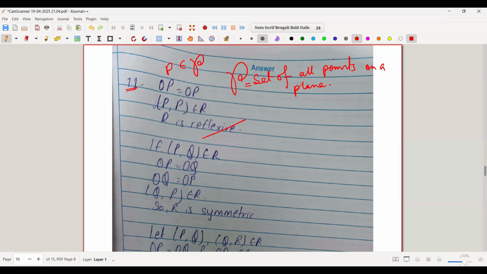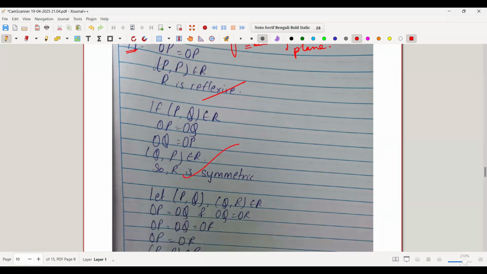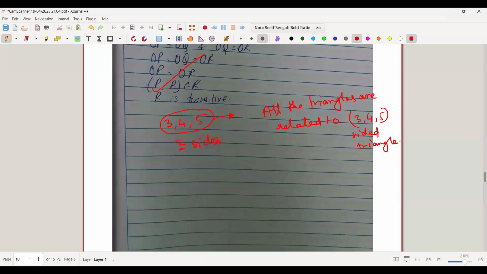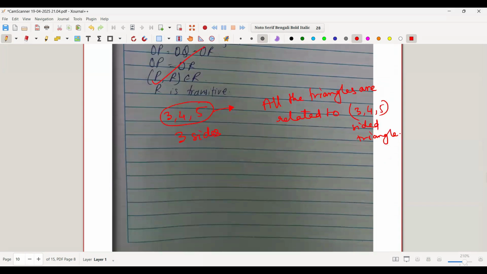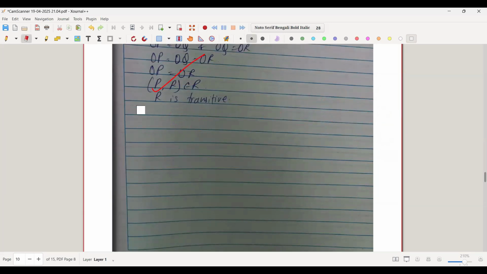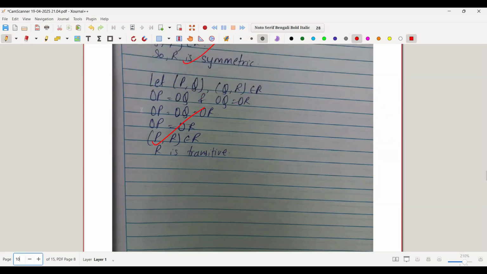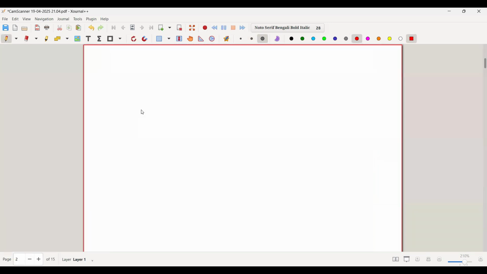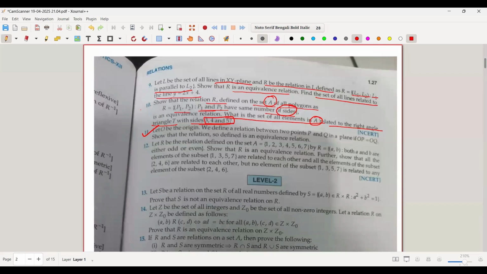So this is symmetric and this is also transitive. I will remove this, so that it is an equivalence relation.